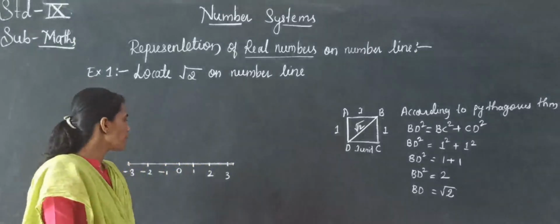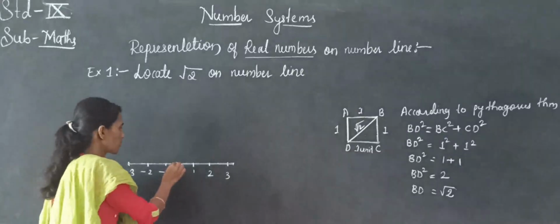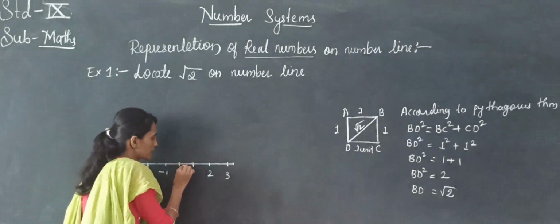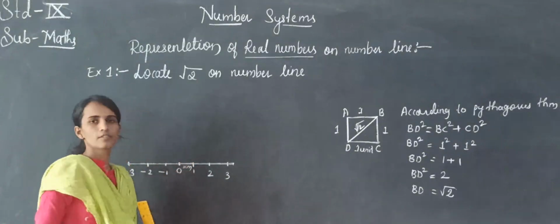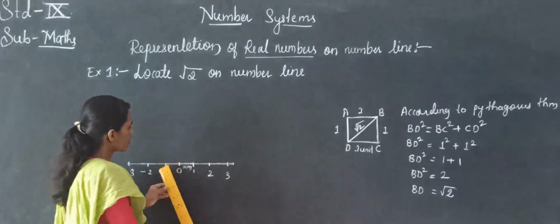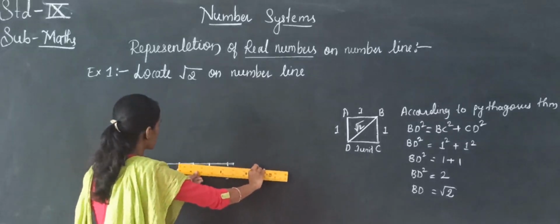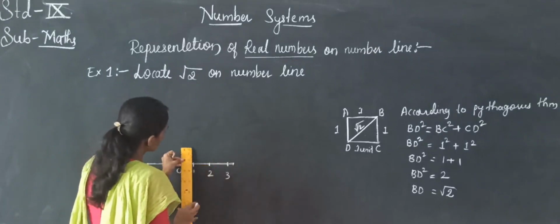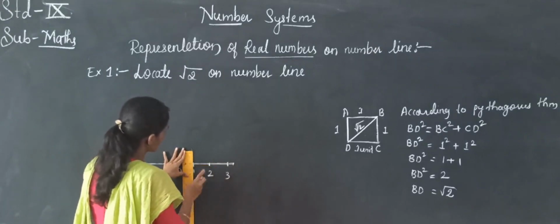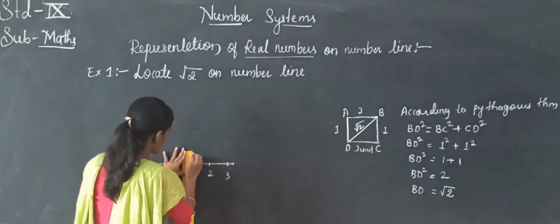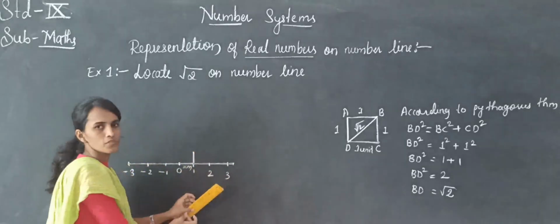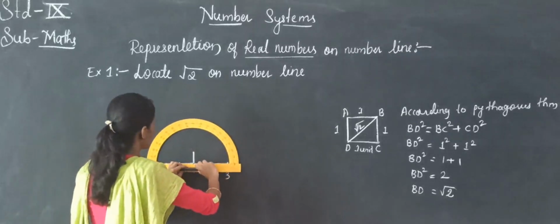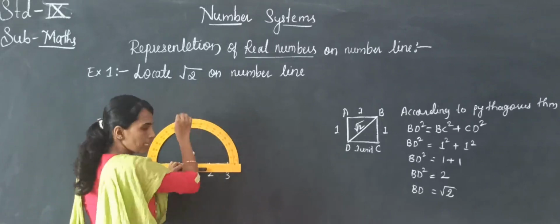So then after that what do we have to do here? This is 0. From 0 to 1 is 1 centimeter. Now that much only you have to take upside here: 1 centimeter straight, at 90 degrees. Otherwise, by taking a protractor, you have to mark the 90 degrees.